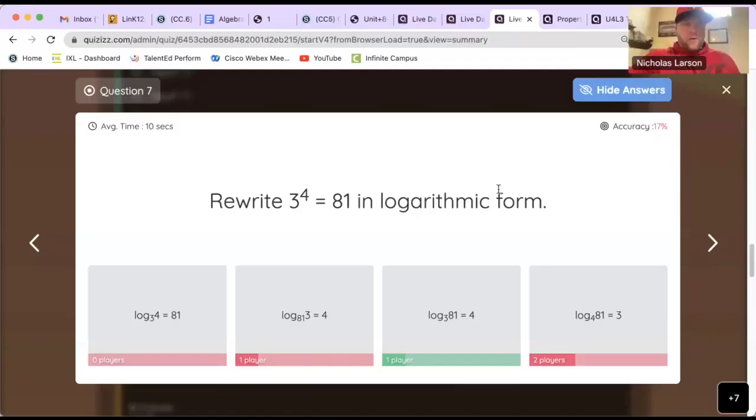Nice work. Overall, pretty good. It looks like pretty good understanding. Number 7. Okay, this was the most commonly missed question. Rewrite 3 to the 4th power equals 81 in logarithm form. Log base 3 of 81 equals 4. So that was the most commonly missed question.